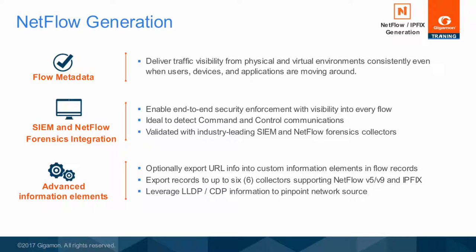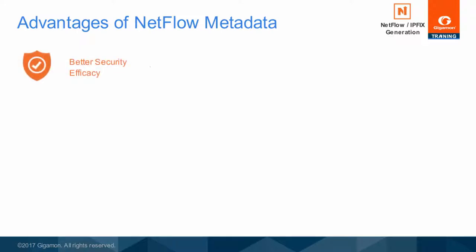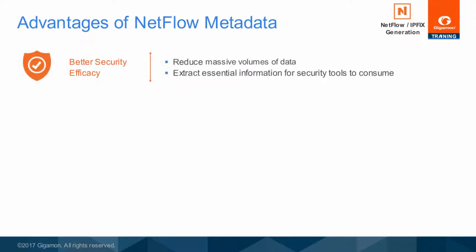To improve the quality of flow protocol data, Gigamon has made it possible to include additional information, such as URLs and flow summaries from within the packet payload, and any LLDP or CDP information found in the packet stream from SPAN or TAP outputs can be leveraged to more accurately name the packet source in summary reports. Metadata is an abstraction. Simply put, it is data that summarizes other data.